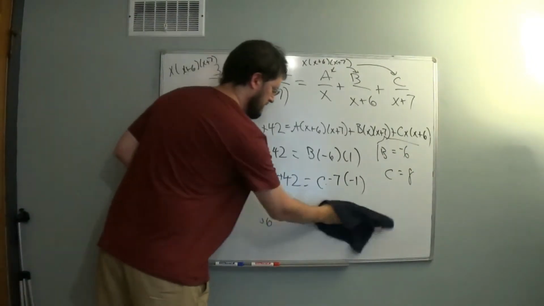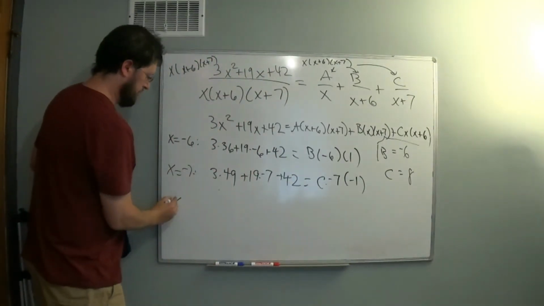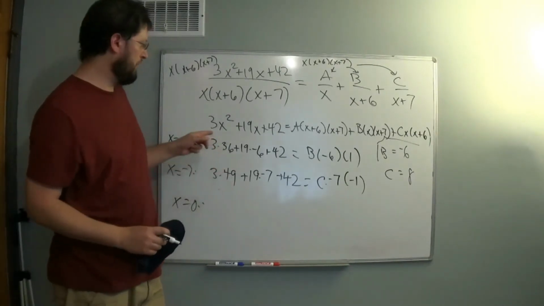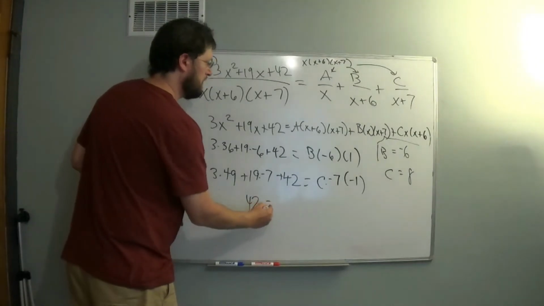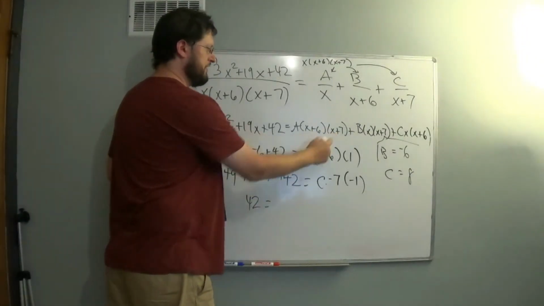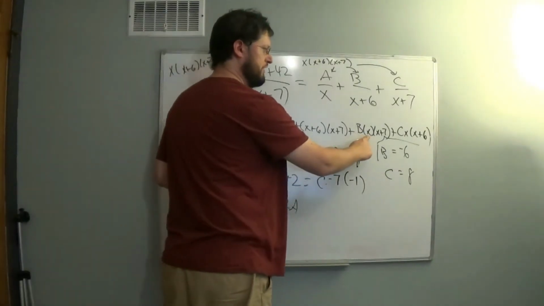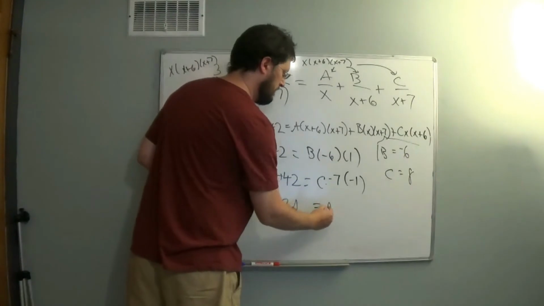Lastly, we'll choose x equal to 0. And if x is equal to 0, everything is very simple. That's 0, that gives me 42. This is 6, this is 7, so that's going to be 42A. This will be 0 because of this x, this will be 0 because of that x, so A is equal to 1.